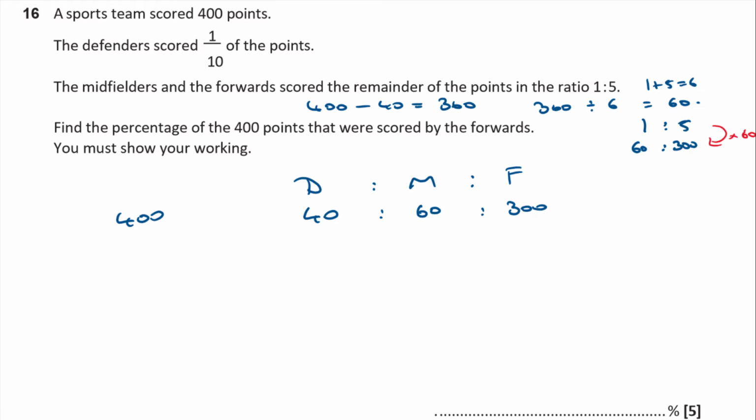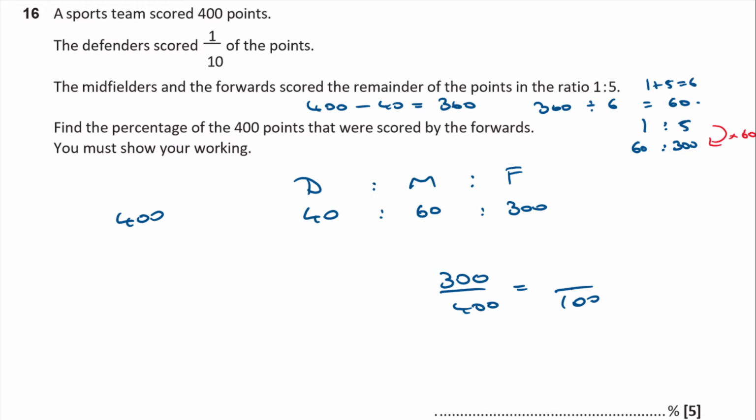So find the percentage of the 400 points that were scored by the forwards. So as a percentage then, that's going to be 300 over 400. Well, if I divide that by 4, I'm going to get 100 then, aren't I? So what's 300 divided by 4?